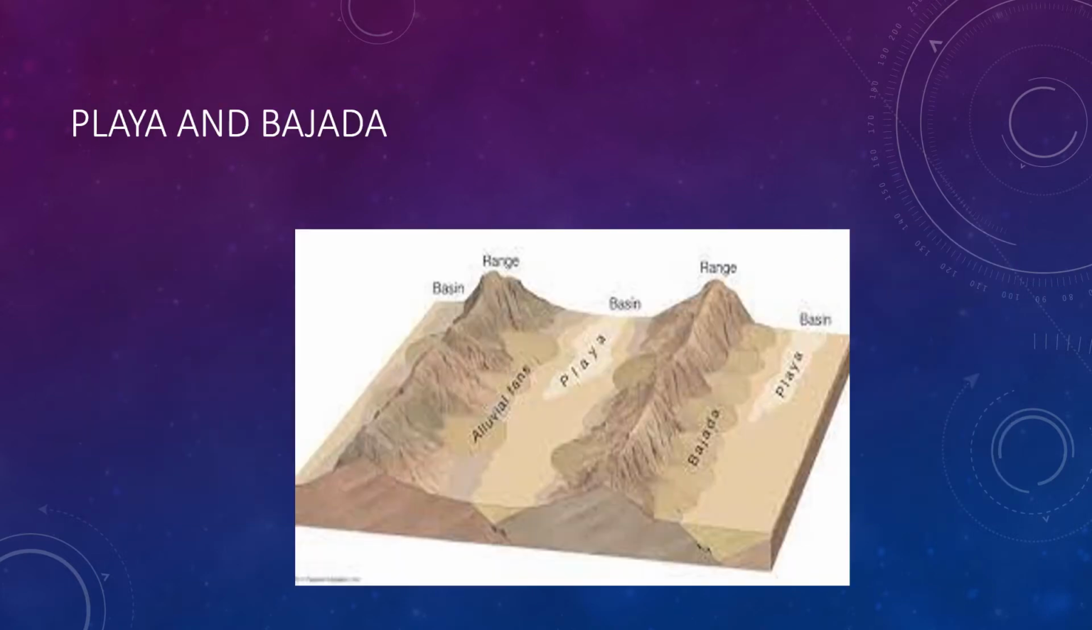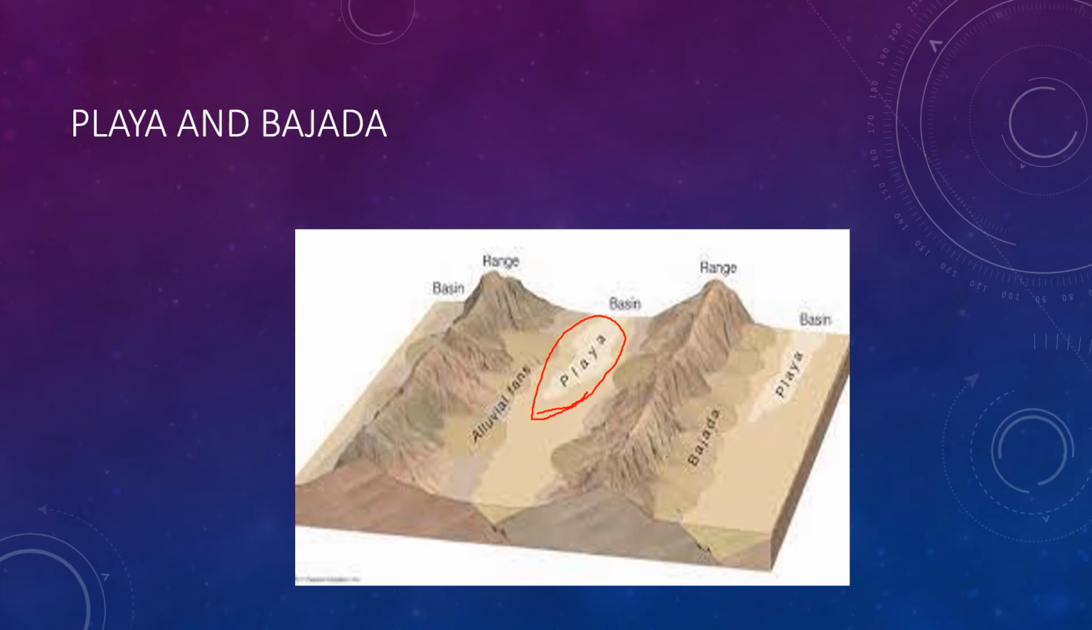Next one is Playa and Bajada. Playas are formed when there are some lakes in this region. When these lake waters get evaporated, some salt is left there. So that land is known as Playa.